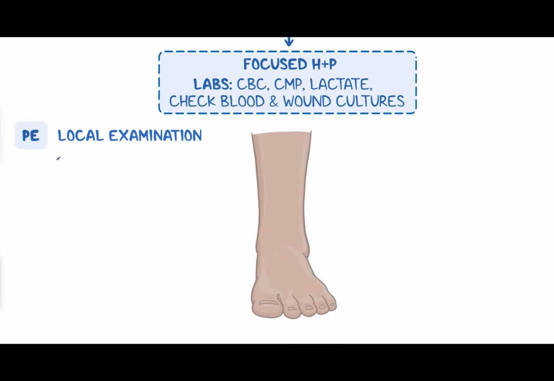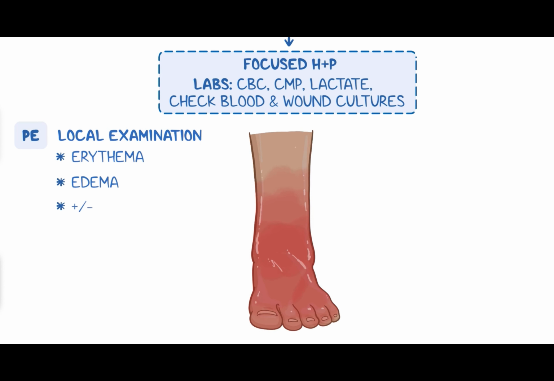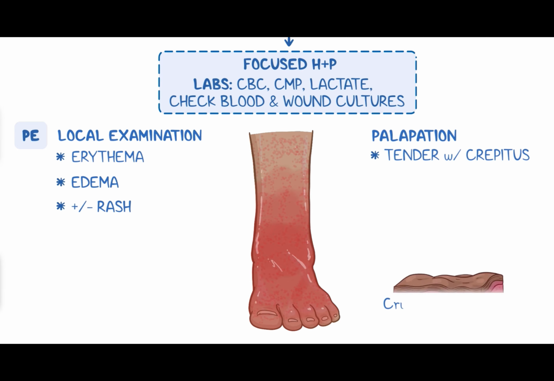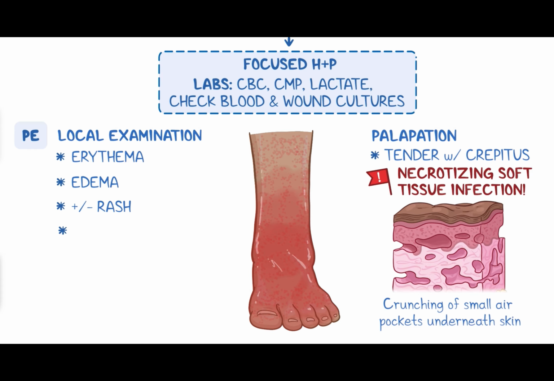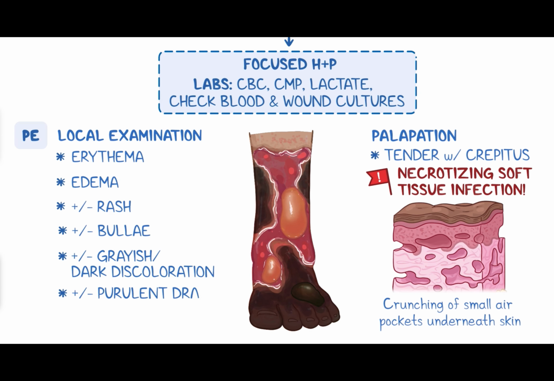Local examination will reveal erythema, edema, and sometimes an associated rash. On palpation, the affected area will be tender with crepitus in severe cases. Crepitus feels like a crunching of small air pockets underneath the skin and is a red flag for necrotizing soft tissue infection. In addition, you might see bullae, grayish or dark discoloration, and purulent drainage, which is indicative of necrotic tissue.